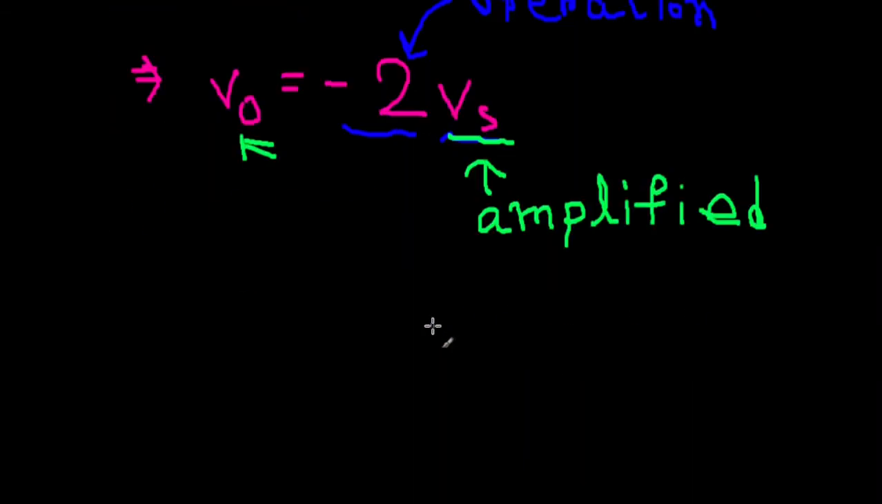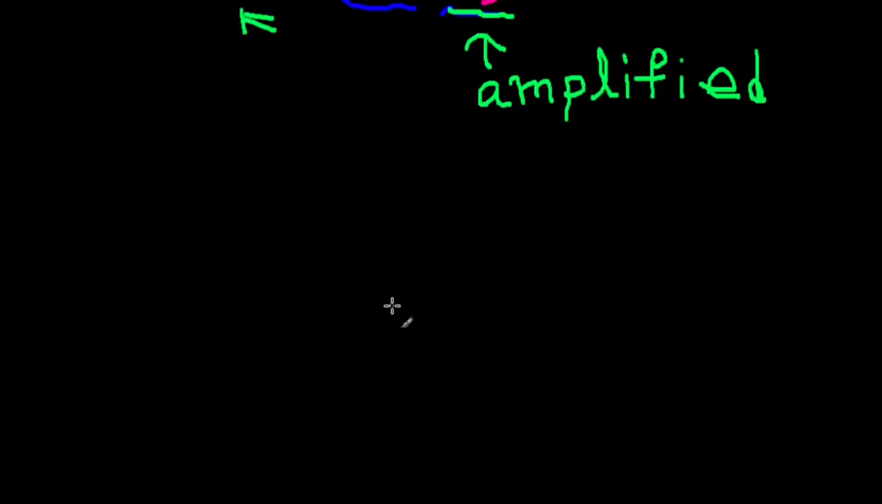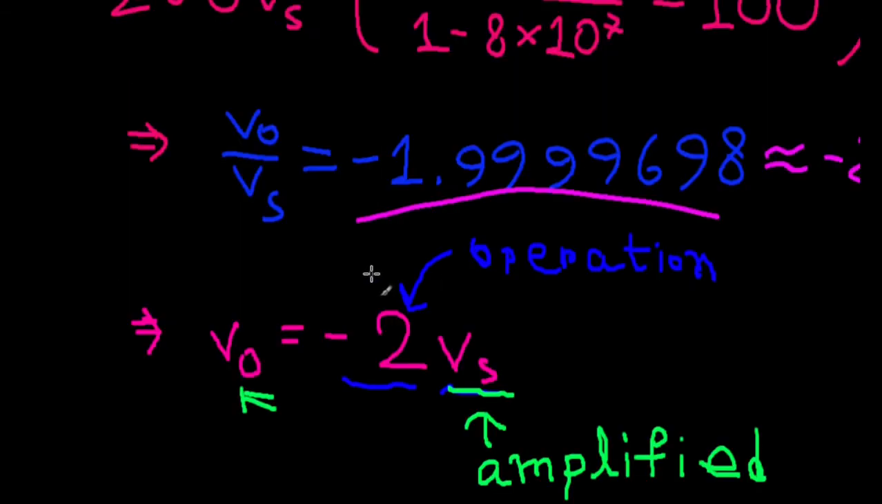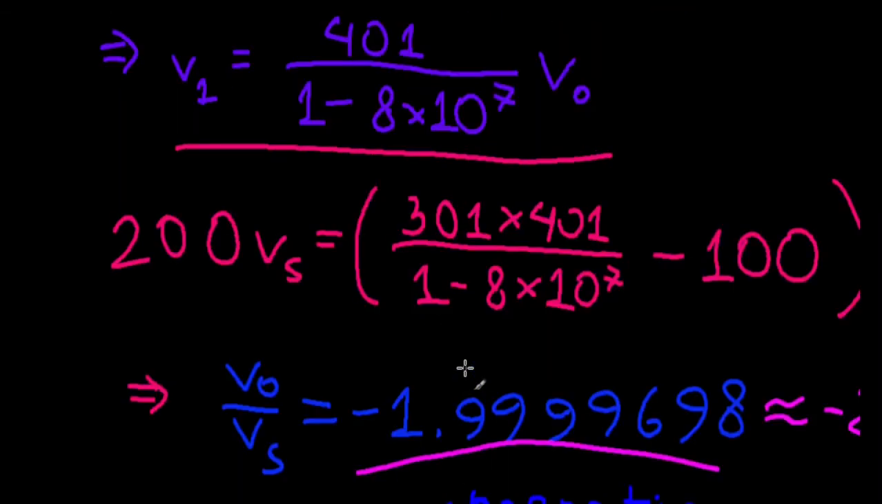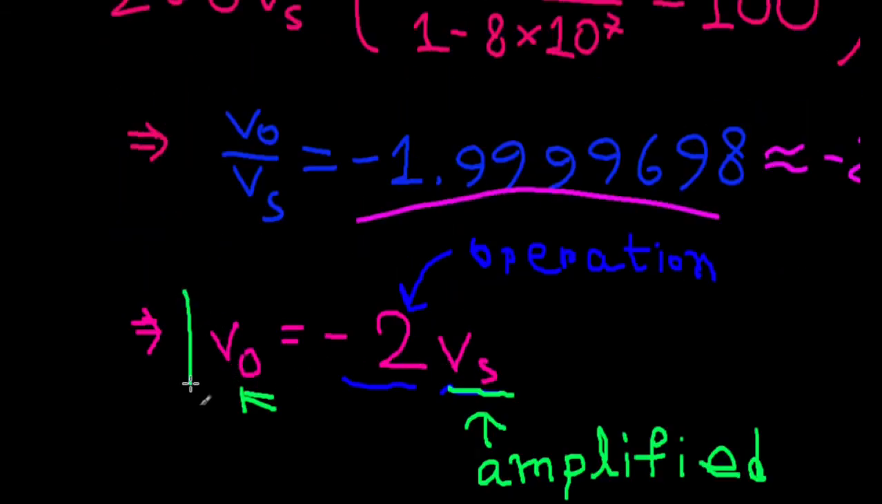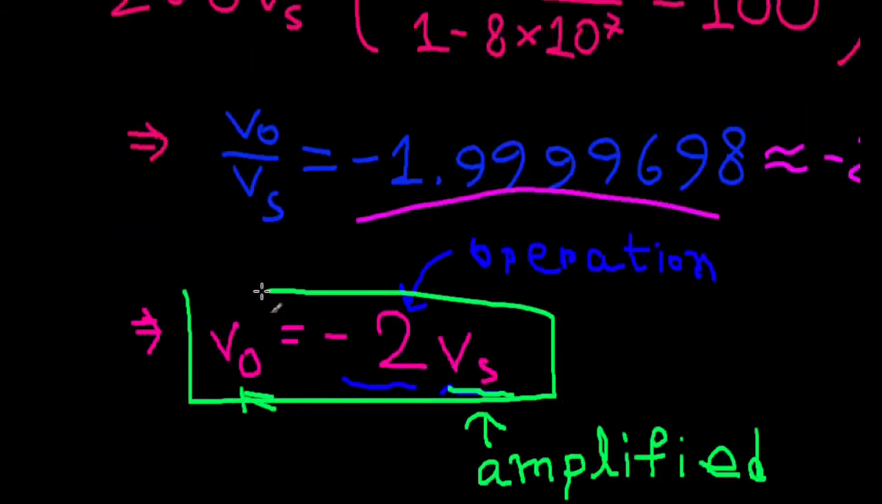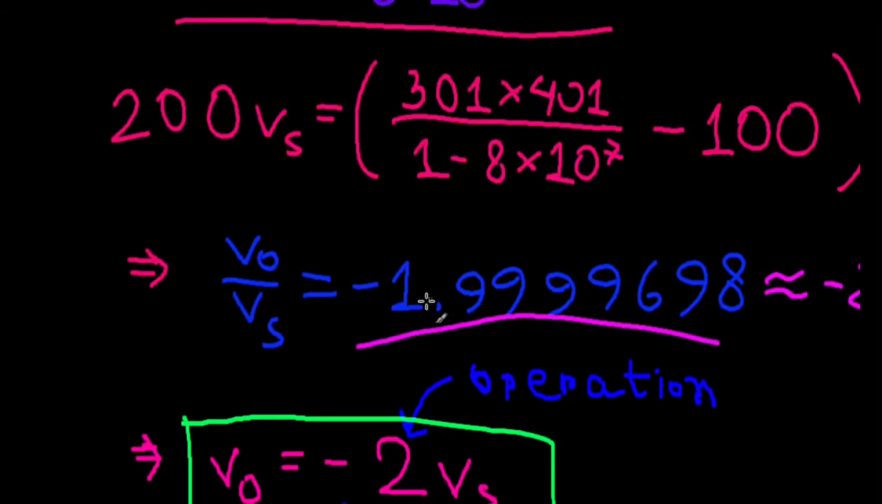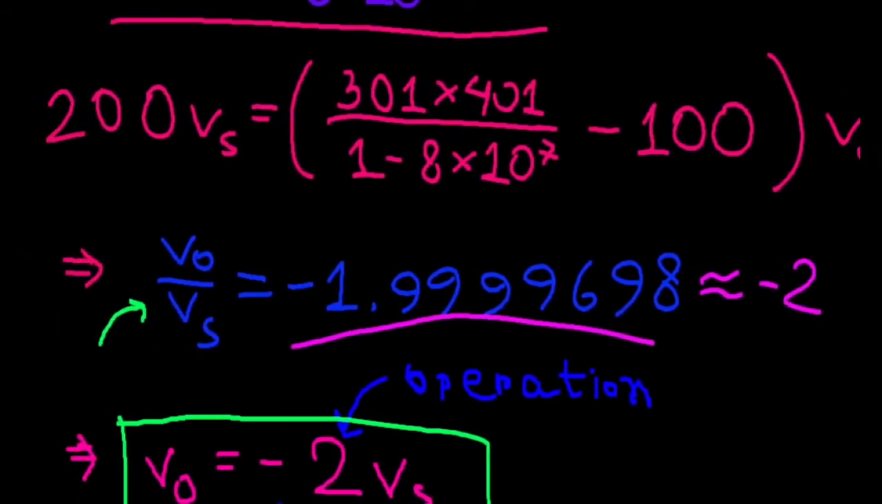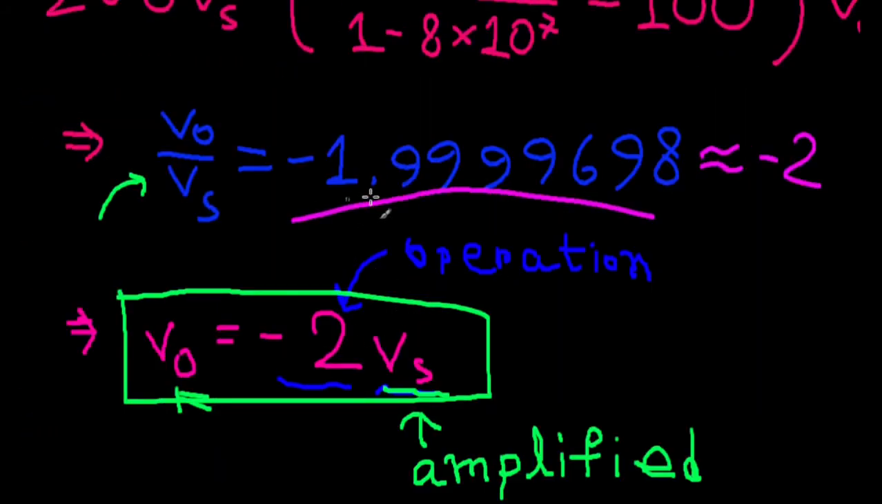And this might be a bit of blabbering from me, but this is actually a pretty useful circuit. Not just because we have this equation, but there are two more things. One is this gain, this closed loop gain, what we are calling this, is approximately -2, specifically this thing.